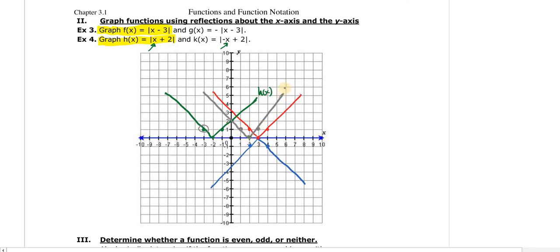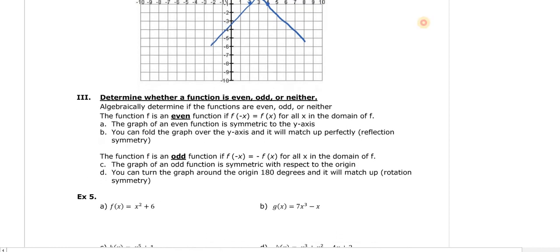And as you can see, this is the graph k of x, which is a reflection across the y-axis of the green graph, which is h of x. So when the change happens to x, the reflection is going to happen across the y-axis. When the sign of the function changes from positive to negative, the graph is going to reflect across the x-axis. And if the x changes sign from positive to negative or negative to positive, the graph is going to reflect across the y-axis. Hopefully that was clear reflection.